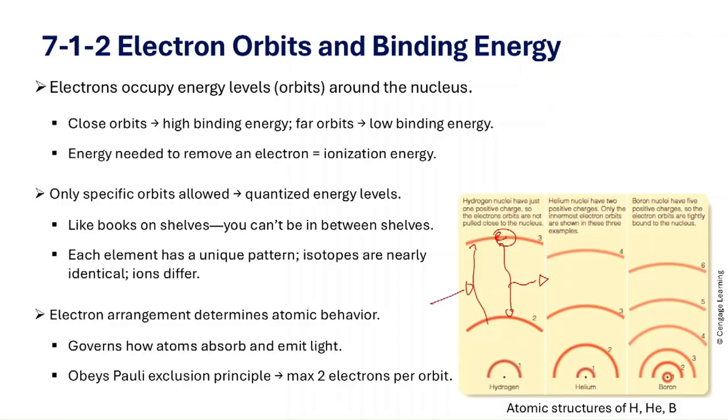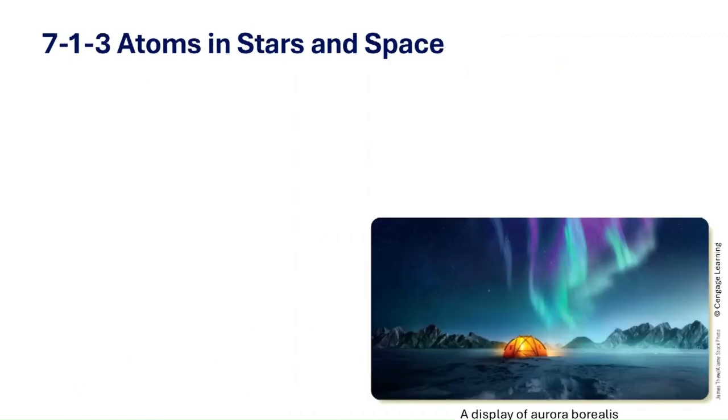Now with the quantized orbits in mind, let's put atoms into the astronomical context: how their jumps and states appear in real spectra from nebulae, stars and phenomena like aurora. So let's bring everything together and see how atoms leave their marks in the light we receive from space.